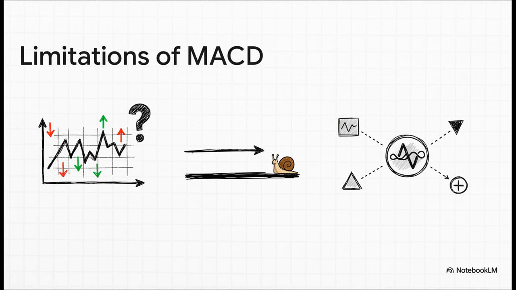Because it's based on past prices, it's confirming a trend that's already underway. It's not predicting the future. And that leads to the final most important rule. Never, ever use it by itself. Always look for confirmation from other indicators or chart patterns.